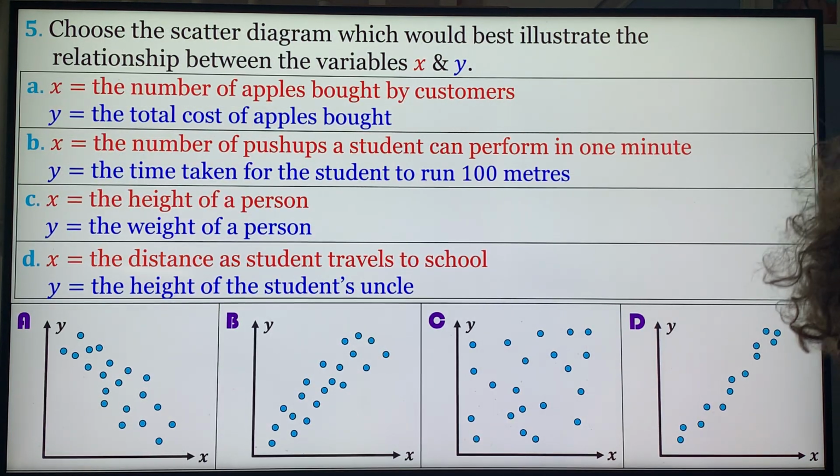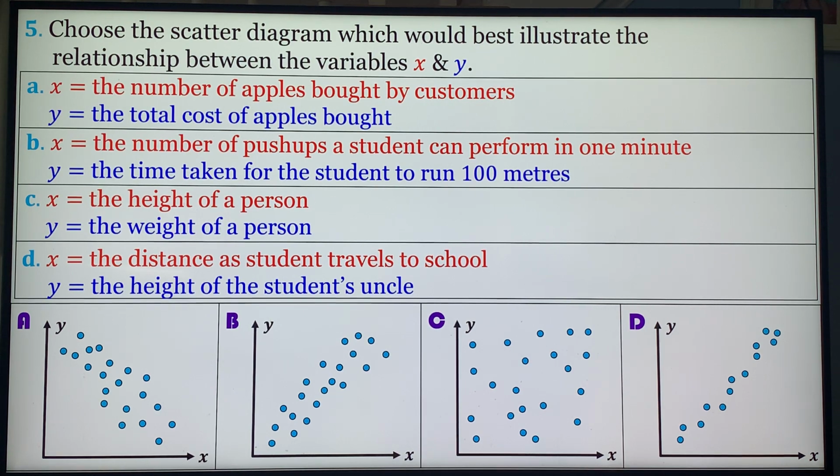We only have 3 more, 5, 6, and 7. All right. Choose the scatter diagram which would best illustrate the relationship between the 2 following variables. All right. The first one says, x is the number of apples being bought by customers. Y is the total cost of apples being bought.